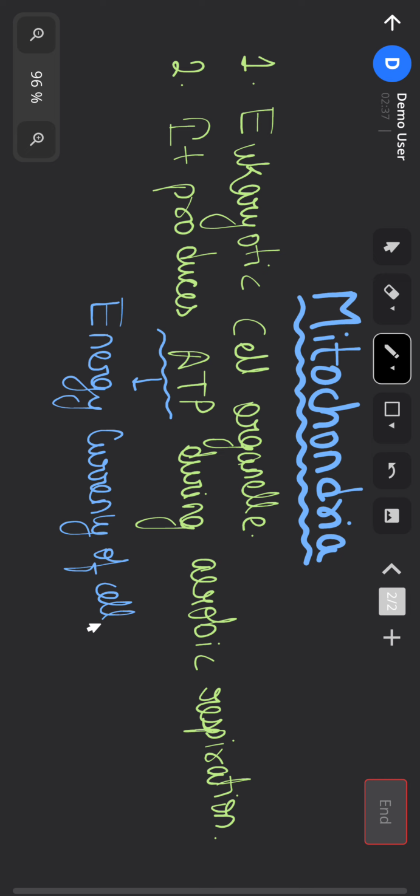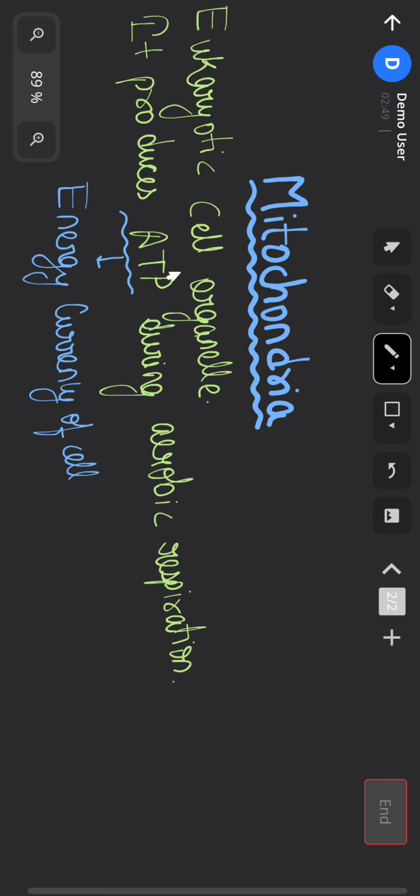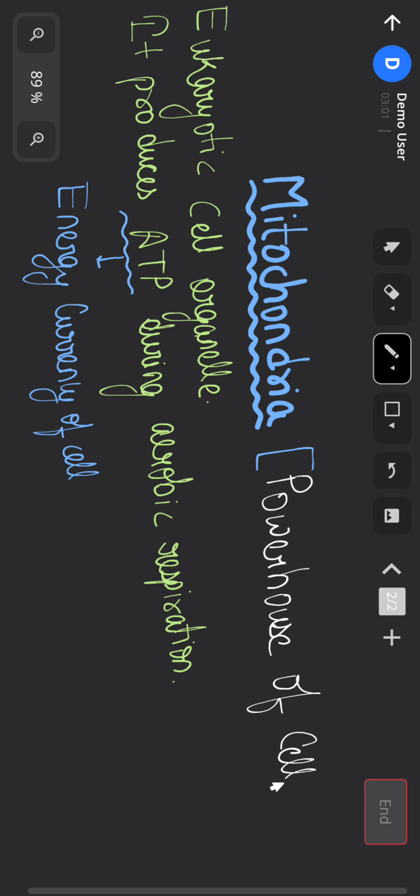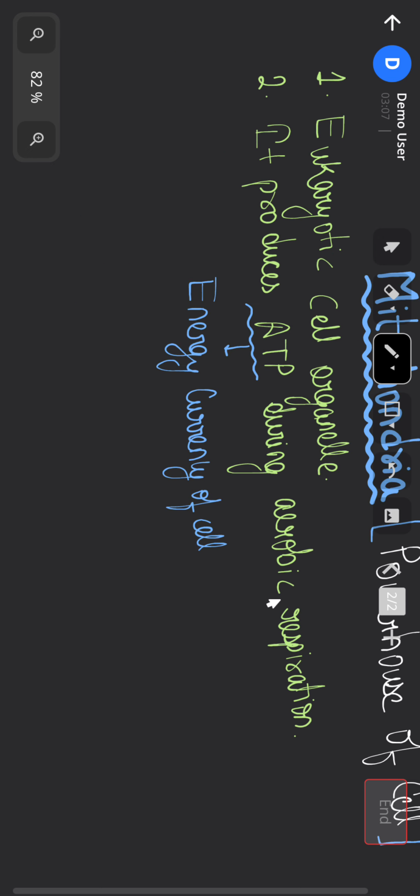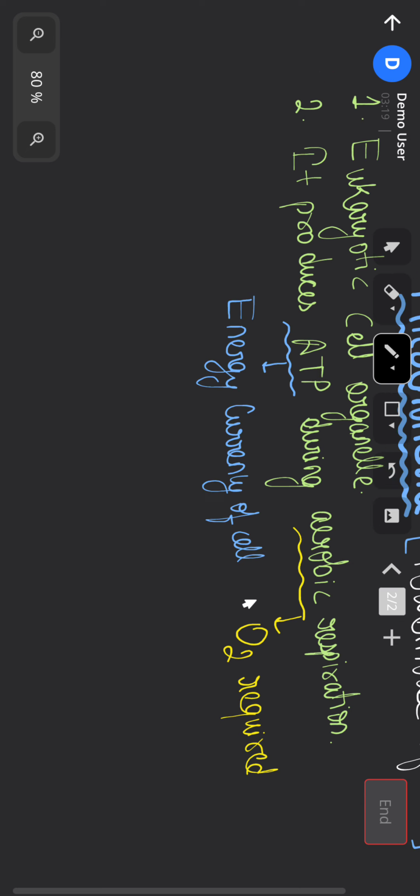So due to this, we also know that the thing which produces energy is also called the powerhouse, because ATP is directly proportional to the power. So mitochondria is also called the powerhouse of the cell. And aerobic means oxygen required.